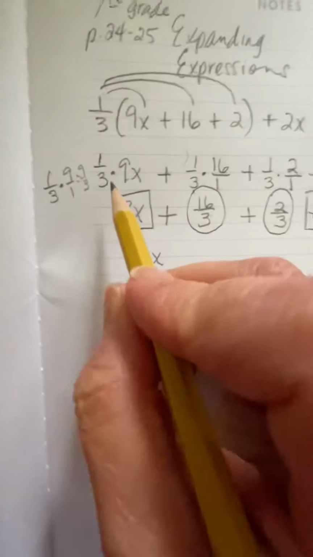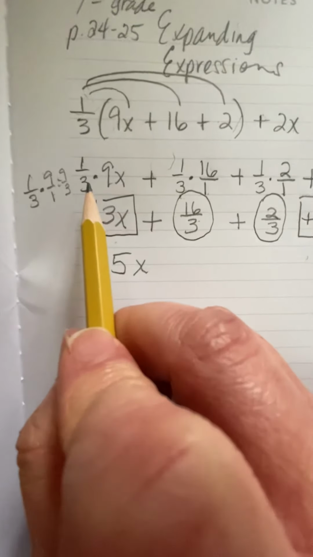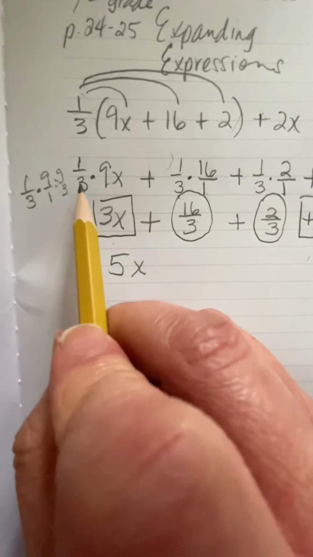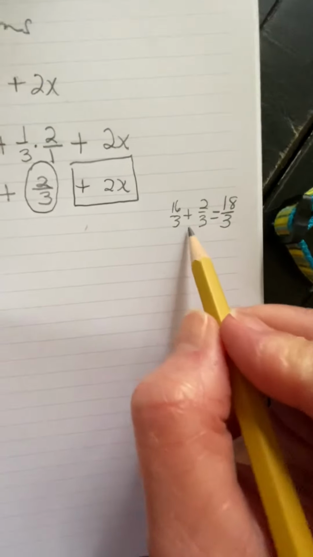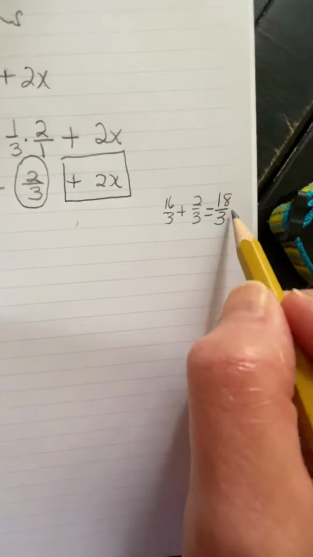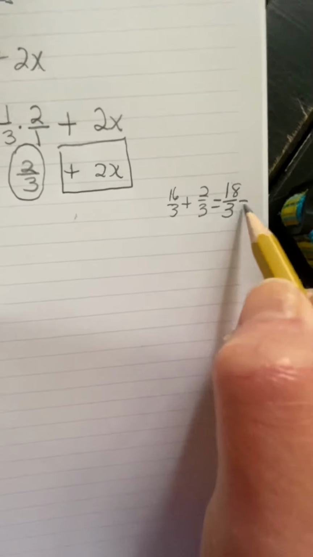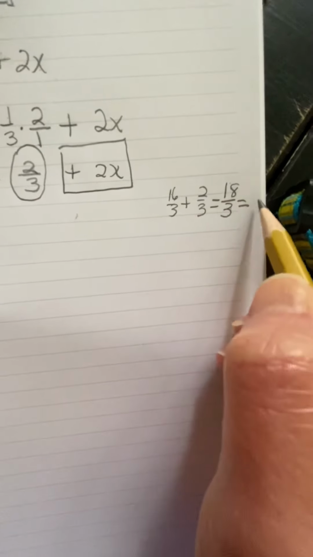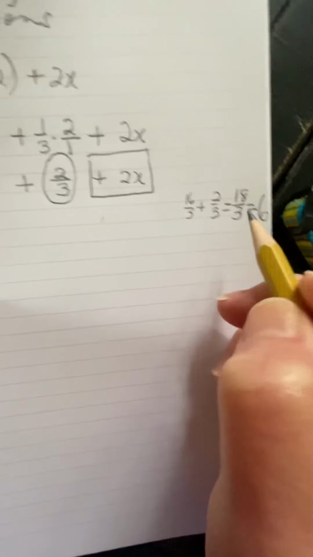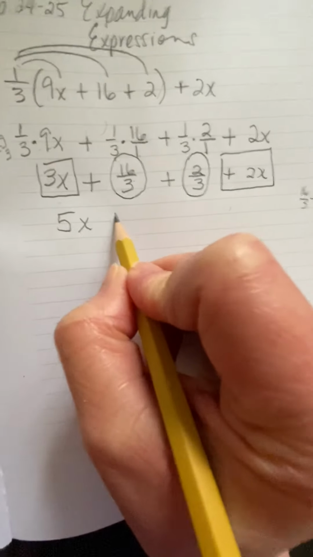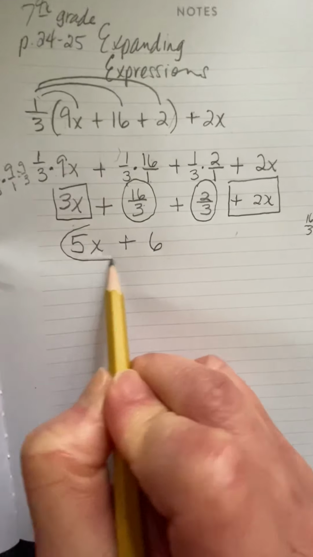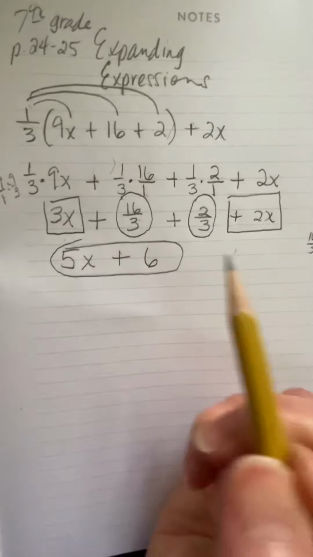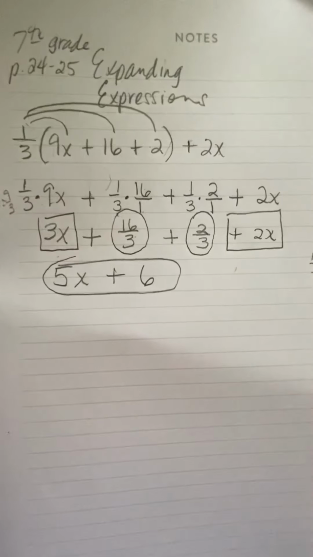Now, notice that we did not have to find a common denominator for multiplying fractions, but we do when we are adding and subtracting fractions. Now, 18/3, same thing as 18 divided by 3, which is 6. So 5x plus 6 would be your most simplified form of this expression.